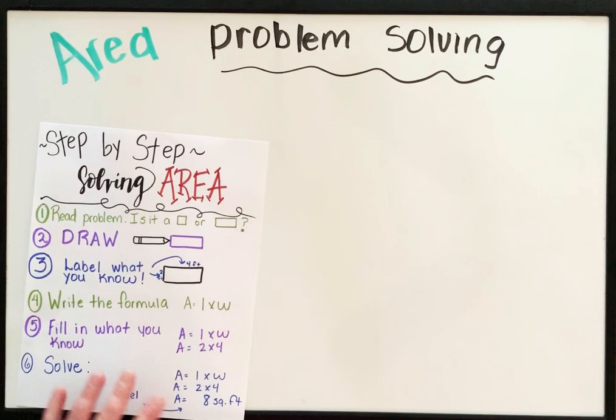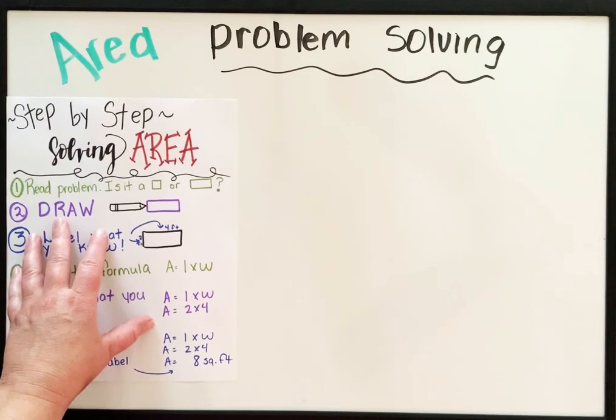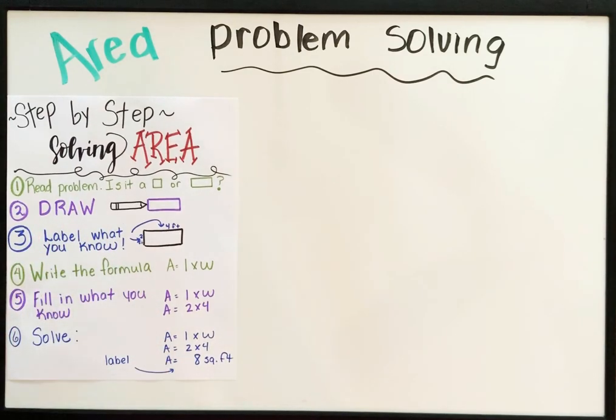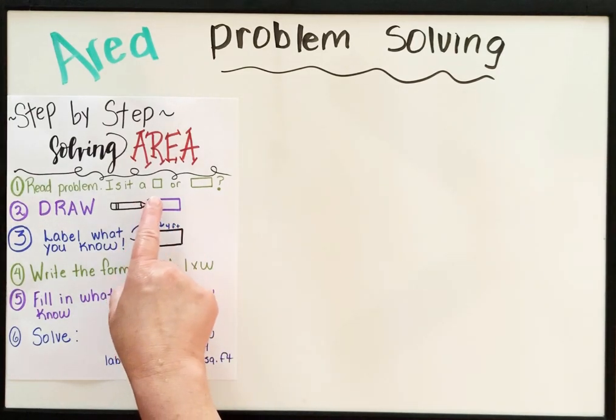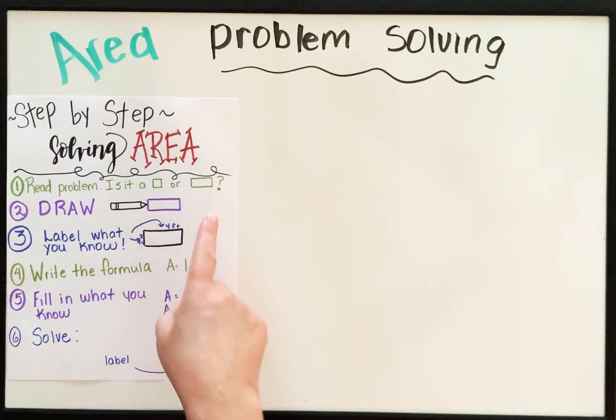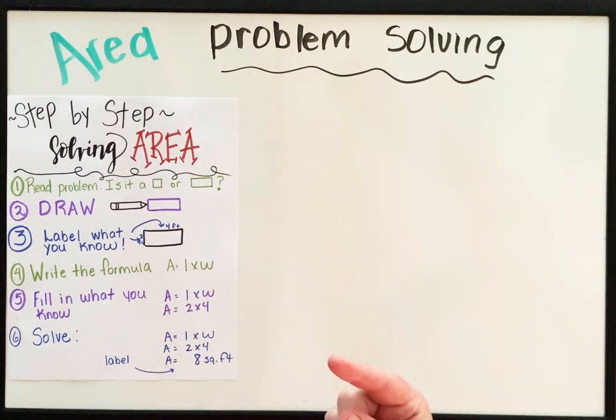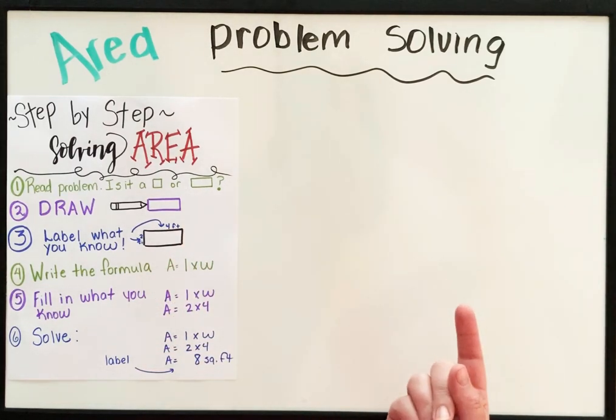Before we begin, I'm going to show you this, and I'm going to leave this up for the whole video. This is kind of a step-by-step process to solve your area problems, beginning with reading the problem. And as we walk through these, I'm going to take you through this process each time. We're going to determine if our question is involving a square or a rectangle, and I'm going to show you some tips on how to figure that out.